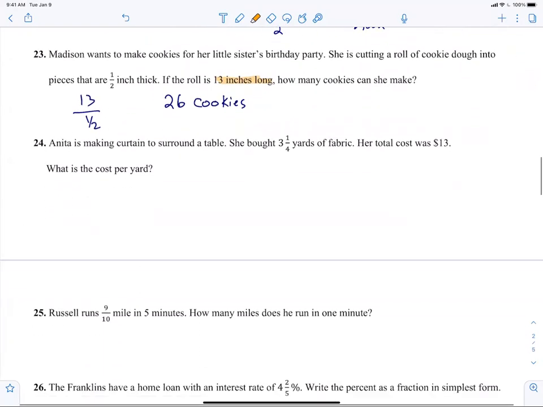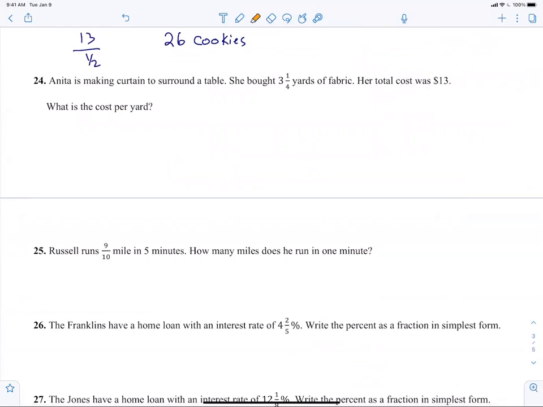Very nice. All right, Lila, you're up. Just read it. Anita is making curtains to surround the table. She bought 3 1/4 yards of fabric. Her total cost was $13. What is the cost per yard? This is where I'm trying to make sure you're not just dividing, you're thinking about it. Her total cost was $13, so you would divide 13 by 3 1/4. Notice I wrote them backwards this time to try to throw you off. How did I know the cost went first? The money, because it says cost per yard. That's what that means. And then you get $4 per yard. Anybody else get $4 per yard?